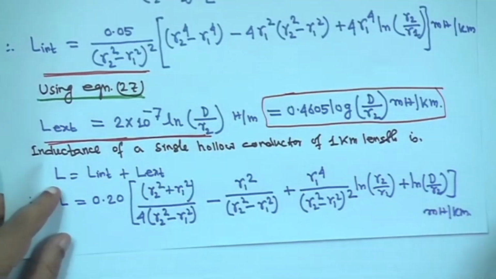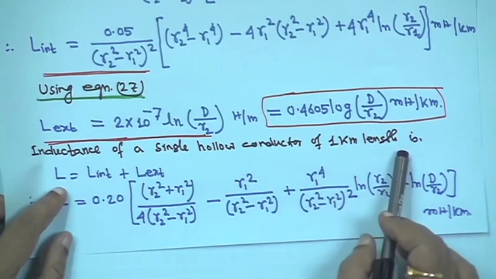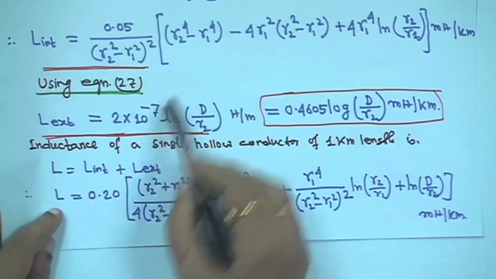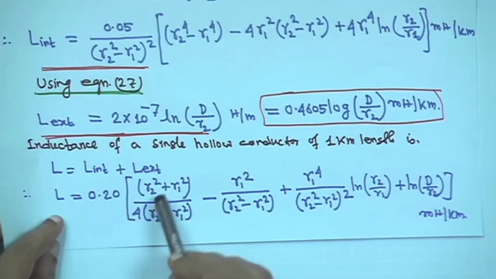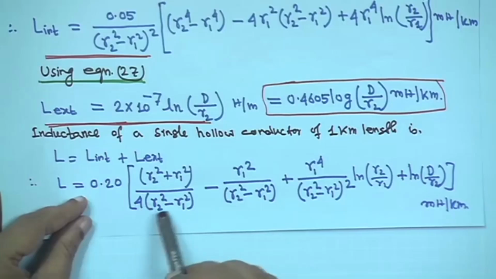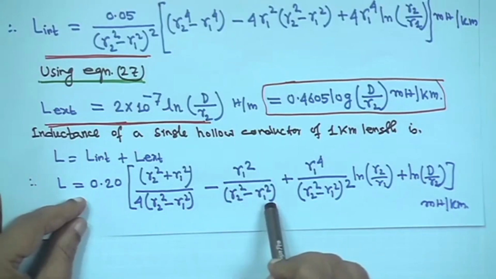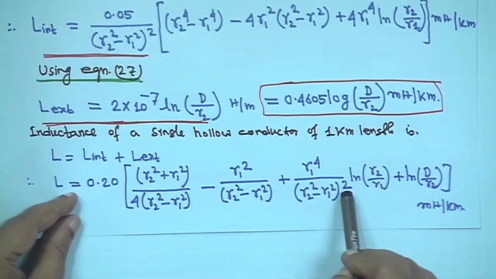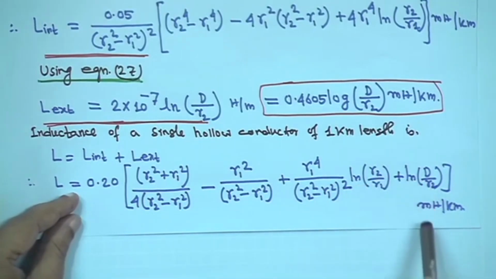So, if you add these two, L internal plus L external, the inductance of a single hollow conductor of 1 kilometer length, and simplify, you will get L is equal to 0.2 times the bracket: (r2 squared plus r1 squared) by 4 (r2 squared minus r1 squared), minus r1 squared upon (r2 squared minus r1 squared), plus r1 to the power 4 by (r2 squared minus r1 squared) whole squared, times ln (natural log) r2 upon r1, plus ln d upon r2, millihenry per kilometer.